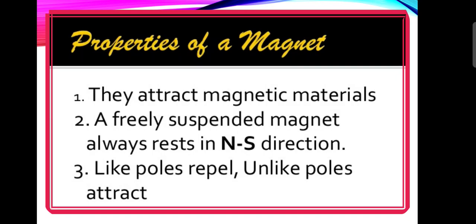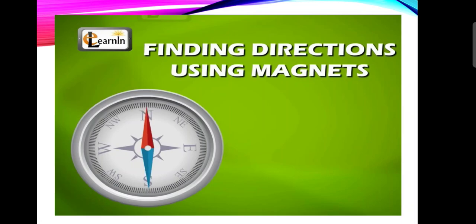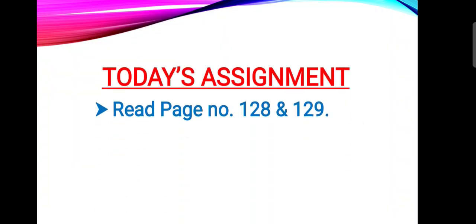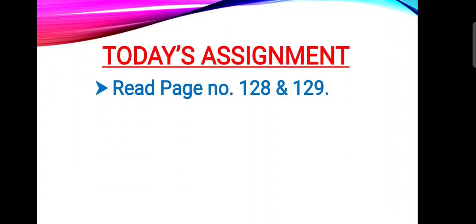Here we have come to know about the north direction of a magnet. Also we have seen finding directions using magnets, where we learned about the magnetic compass. We should check the compass before use. The needle should rotate freely. If the case is liquid filled, check it for leaks. The bearing should turn freely but not be loose. Be sure the compass is marked in degrees; some use miles. So from there you can conclude how the compass works.